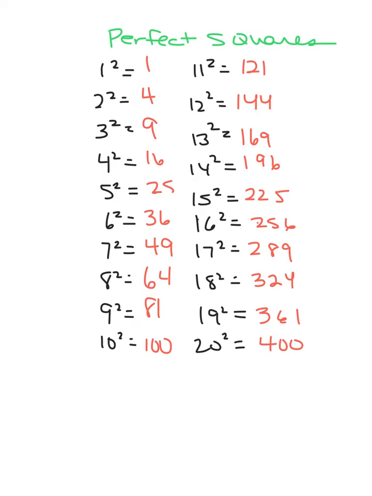Here we have a perfect square chart. All the numbers in red are perfect squares. So we have 1 squared equal to 1, 2 squared equal to 4, and it goes on. You can use, obviously, your calculator to help you with this. We're going to use the perfect square chart again in later lessons, so I do think it's a good idea to have this handy while you're working through this unit.